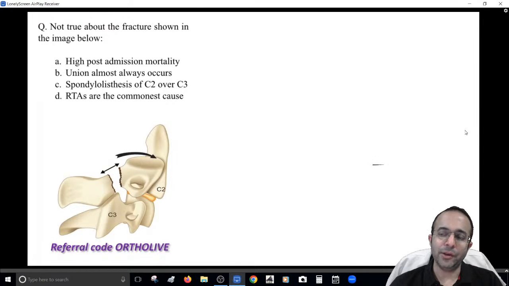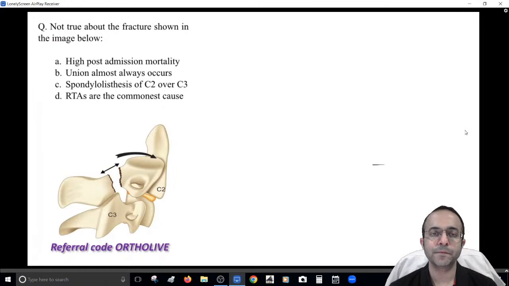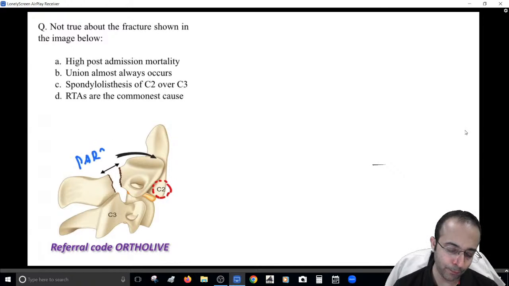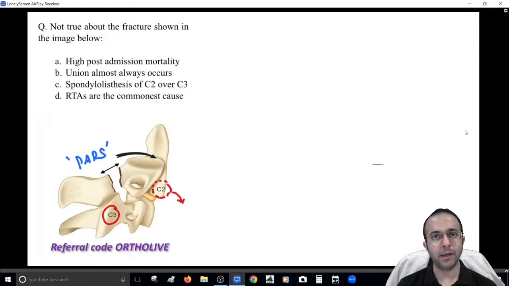Okay, so a little bit of spine area also, because spinal injury is again important. So again, kind of a PYQ. Not correct about the fracture shown over here. The fracture shown. So this is the C2 vertebra, second cervical vertebra, with this odontoid process. It is the base of the odontoid process that is fractured. This particular area is called the pars, P-A-R-S, pars. So pars of C2 is fractured and vertebra C2 is slipping forwards over C3 vertebra.